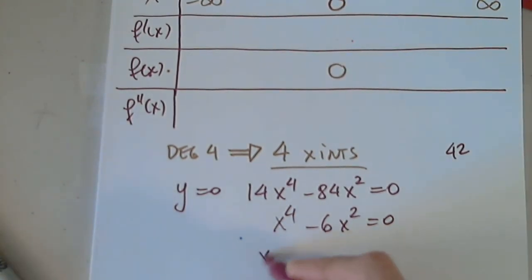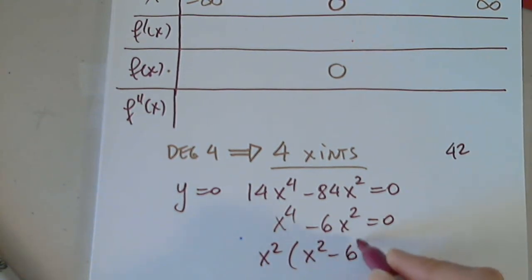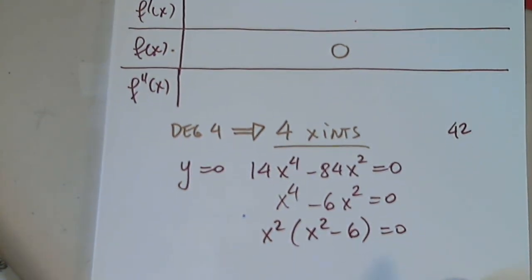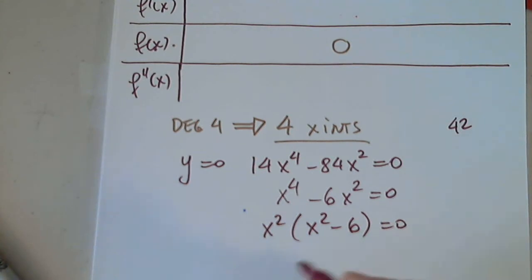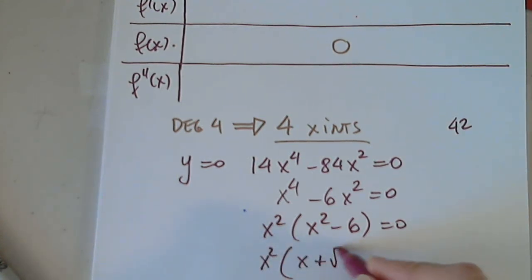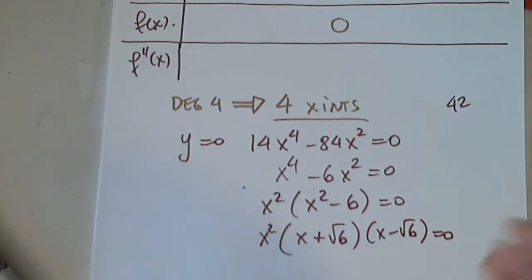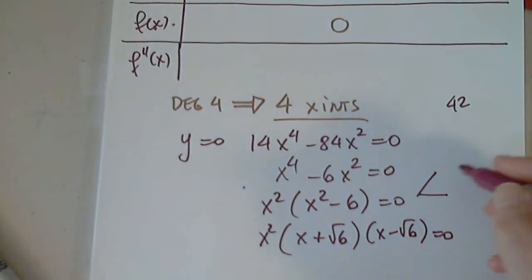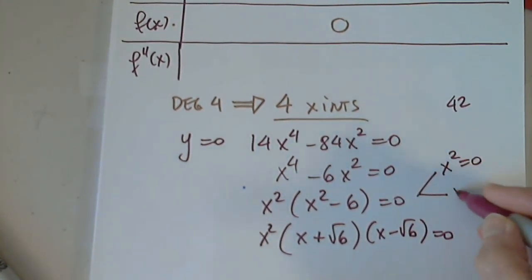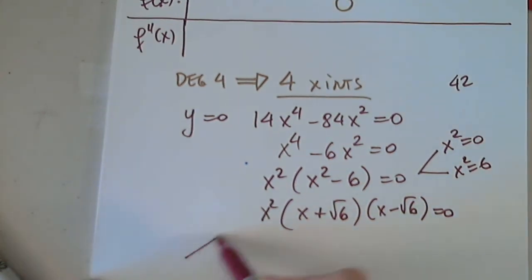Now I will factor out x squared, and I have x squared minus 6. I don't like it. I was hoping for something nicer, but it is what it is. So x squared, and this is x plus the square root of 6, and x minus the square root of 6. You can say you cannot factor like that. We can, but let's say we can just write x squared equals 0 and x squared equals 6, and I get the same thing. So here are the 4 solutions.